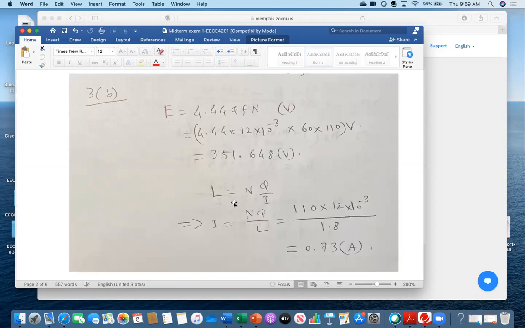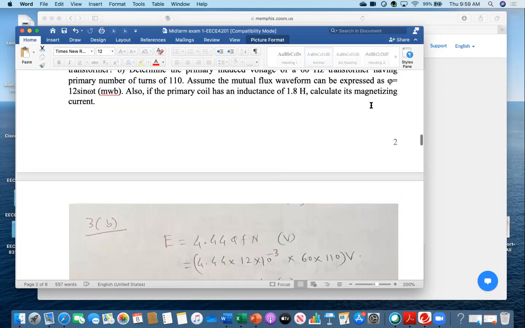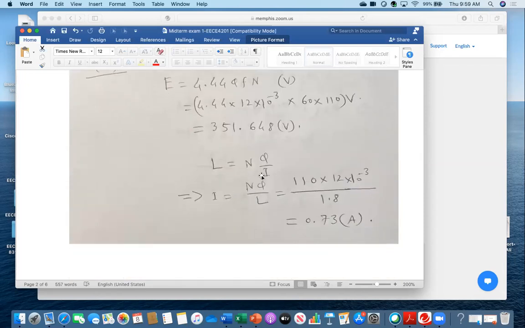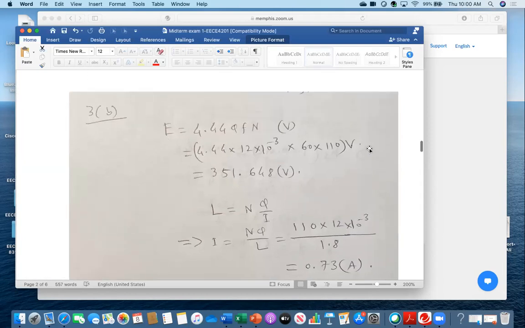This is the relationship: L equal to N phi over I, where of course phi is the mutual flux. And then you are asked to calculate the magnetizing current, which means this current I. So plug in those numbers, and the L value is 1.8. The result is 0.73 ampere. That is the magnetizing current. Is everybody fine?